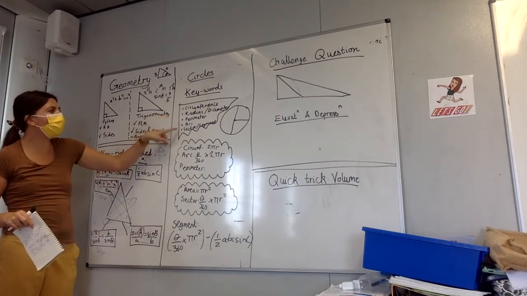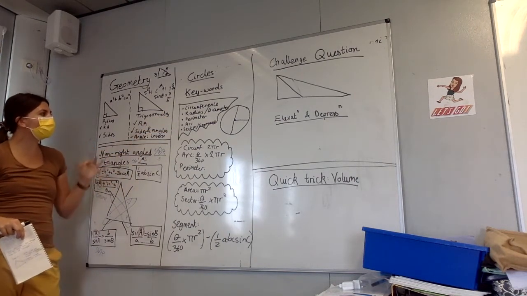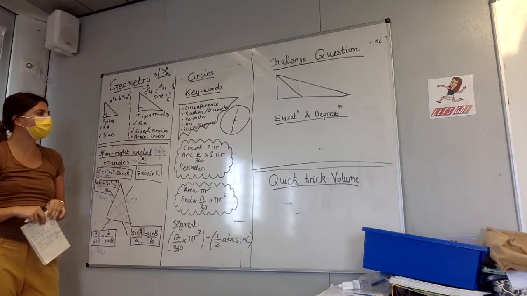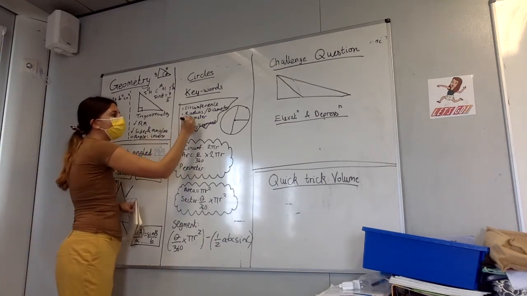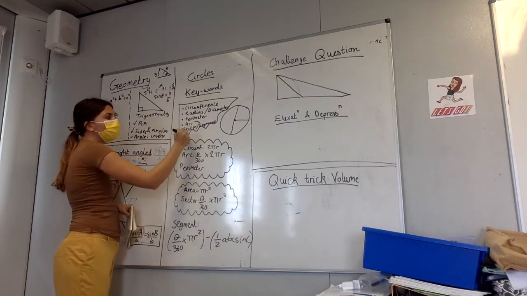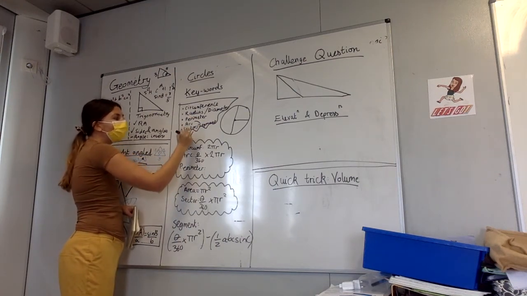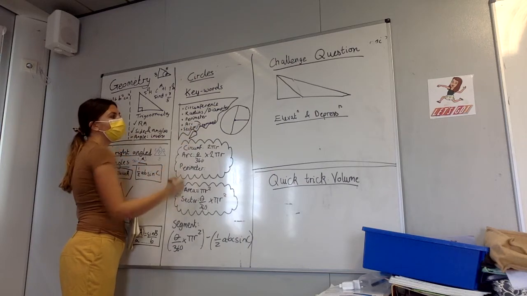Now, perimeter, arc, sector, segment, they're all slightly different. Arc is the curvature. Yes, arc is going to be the curve. A sector is like a pizza slice. Excellent, well done. And perimeter is the whole thing.